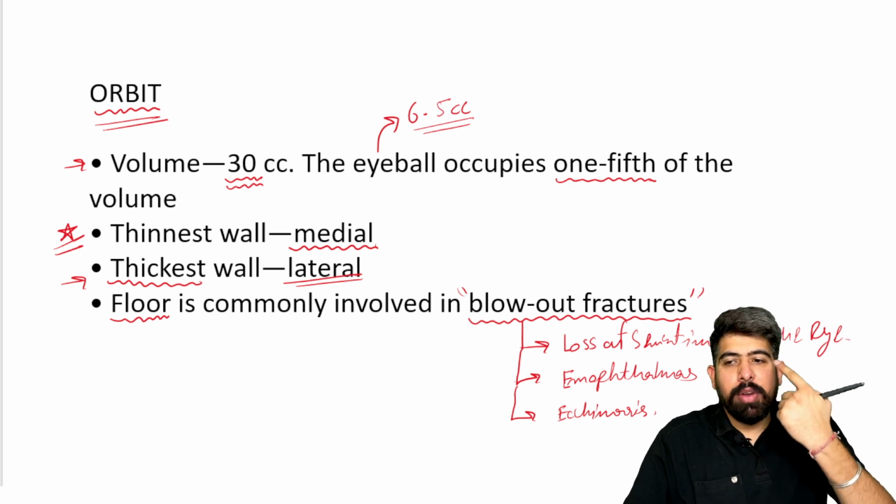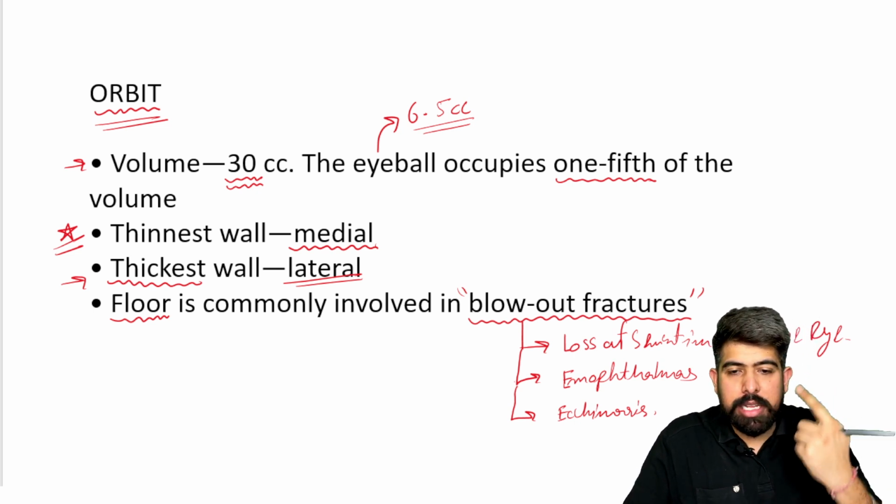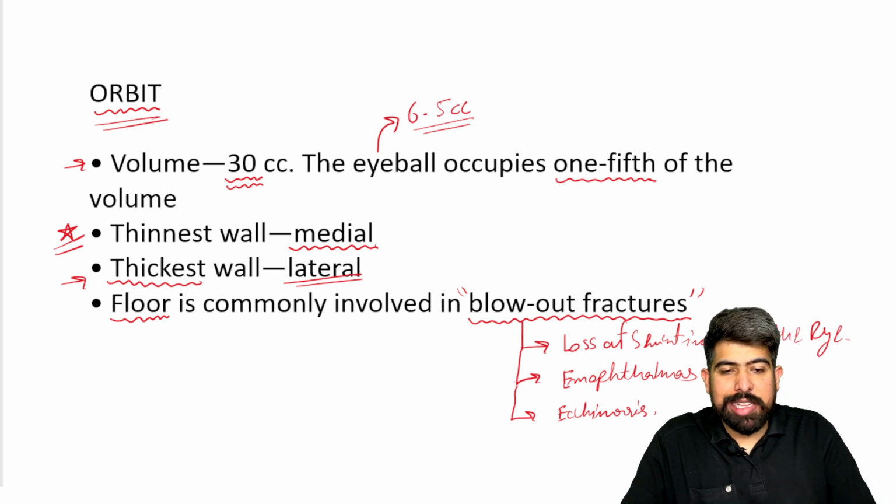So ecchymosis: the blood accumulates near the eyeball, and it looks like blackness near the eyeball. So it will be your ecchymosis. These three things will be seen here.